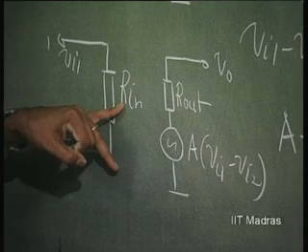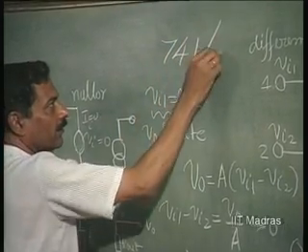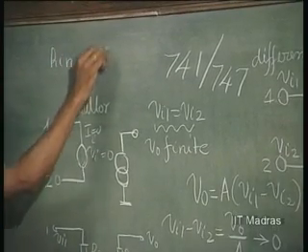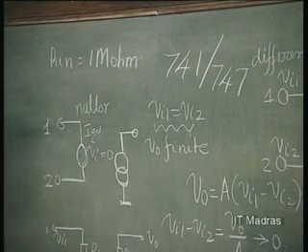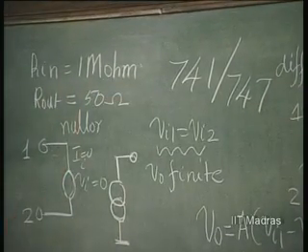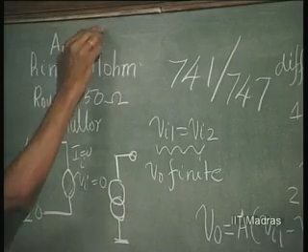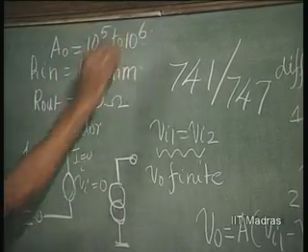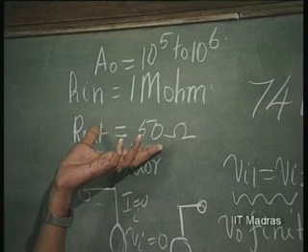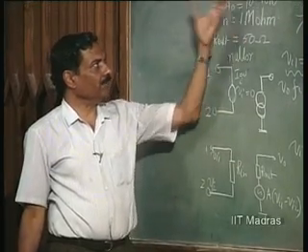Normally, the order of input impedance for typical operational amplifiers which are general purpose op amps, for example, popular ones are 741 or 747 op amp, Rin is of the order of 1 mega ohm. R out is of the order of about say 50 ohms. A naught, that is DC gain here, is of the order of 10 to the power 5 to 10 to the power 6. This is what is commercially available as general purpose operational amplifier to be used for a variety of useful applications. So, you should roughly have this idea about the order of magnitude involved.